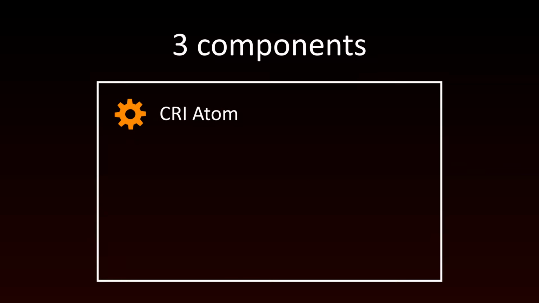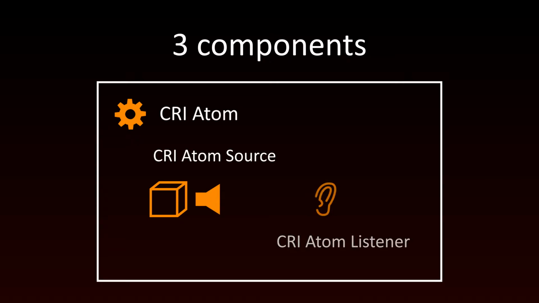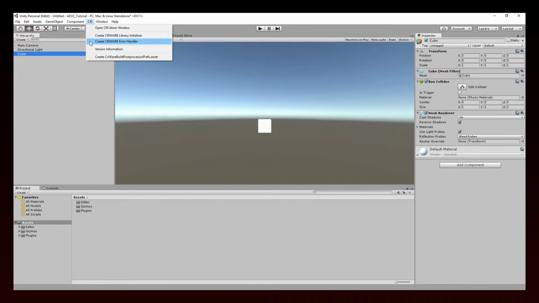The CRIATOM component controls the whole sound system. It will be created automatically when adding your first CRIATOM source to your project. A CRIATOM source component is an audio trigger that you can add to any Unity game object. Finally, the CRIATOM listener is used in conjunction with the CRIATOM source components for 3D audio positioning. We're all set for now, and it's time to add sounds in Unity.